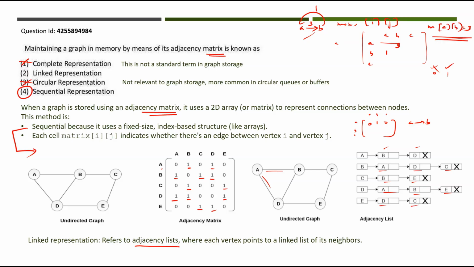So the adjacency list is the linked list representation, and the adjacency matrix is the sequential representation, which is nothing but array format, that is a 2D array. Next time when the question is about an adjacency list, you should know the answer is linked representation. We will rule out option 2 for this particular question.